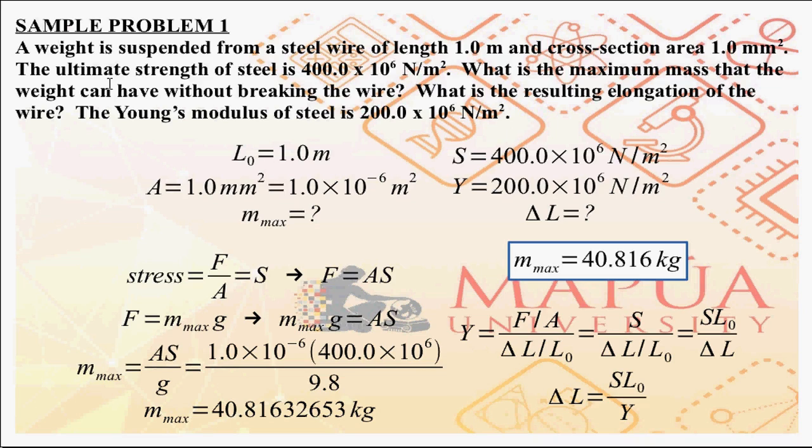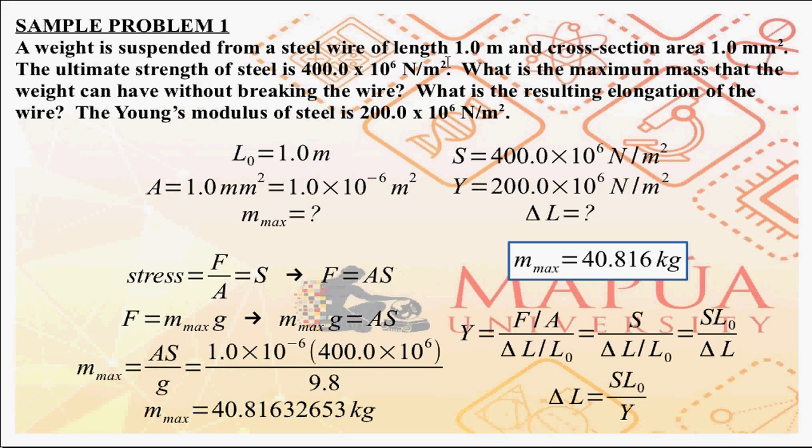The ultimate strength of steel is 400 times 10 to the 6th power Newton per meter squared. What is the maximum mass that the weight can have without breaking the wire? What is the resulting elongation of the wire? The Young's modulus of steel is given to be 200 times 10 to the 6th power Newton per meter squared.